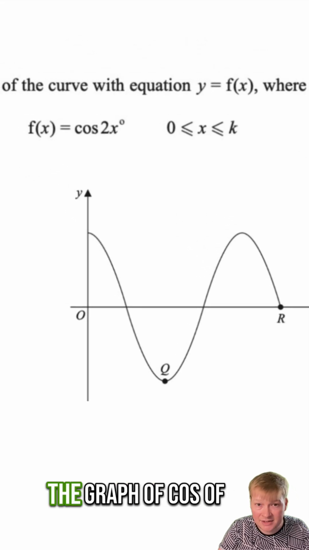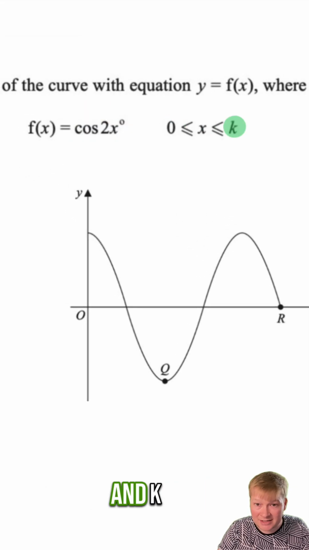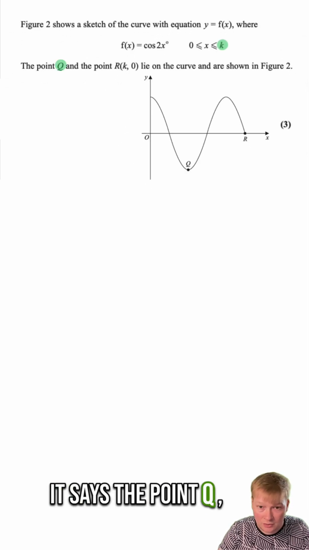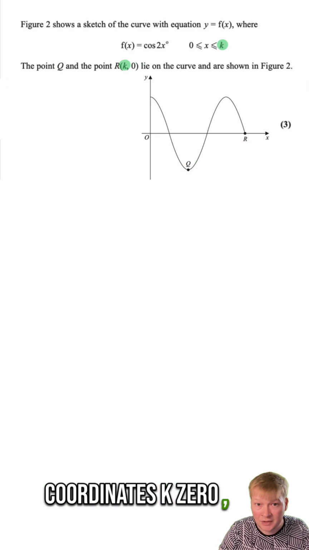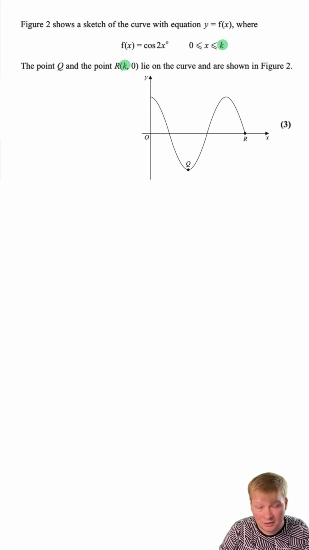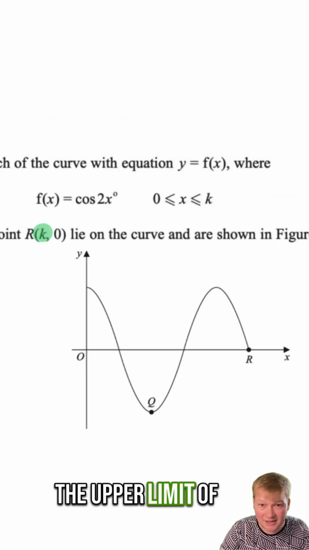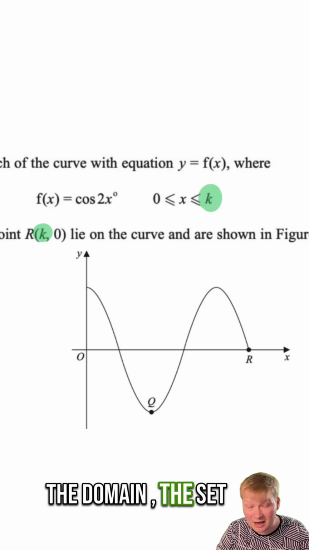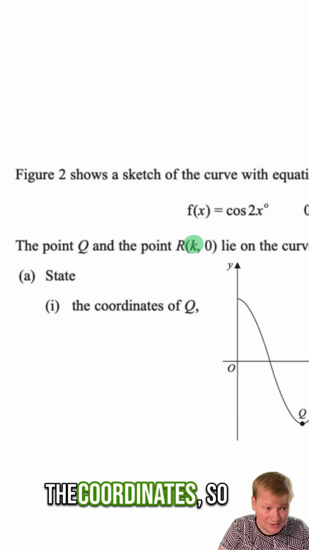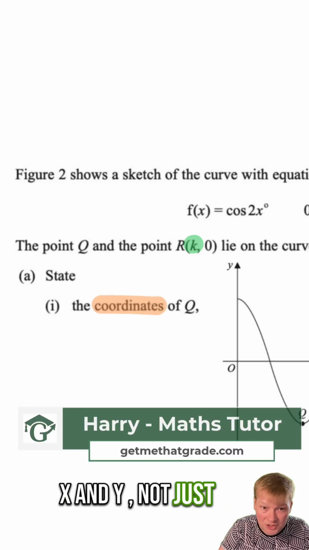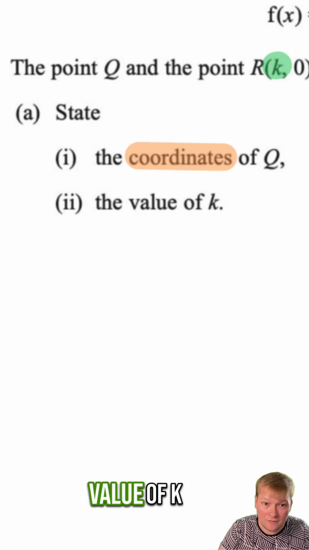where f of x is the graph of cos of 2x. Between x is 0 and k, the point Q, that's here, and the point R, that's here, with coordinates k, 0, lie on the curve and are shown in the figure. So notice that the x-coordinate of R is the upper limit of the domain, the set of allowable inputs for x we have here. Part A says state the coordinates, so x and y, not just the x or the y, both of them, of the point Q, and find the value of k.